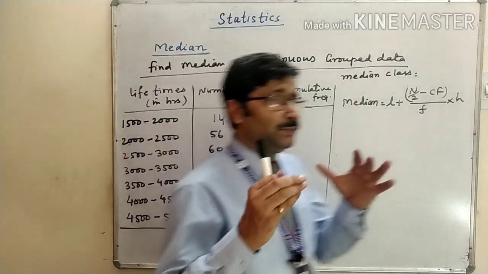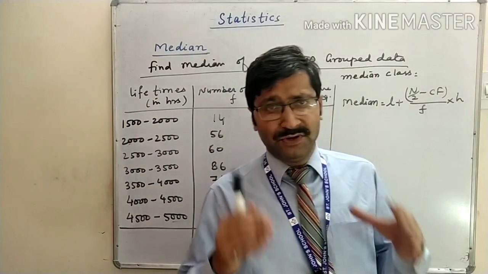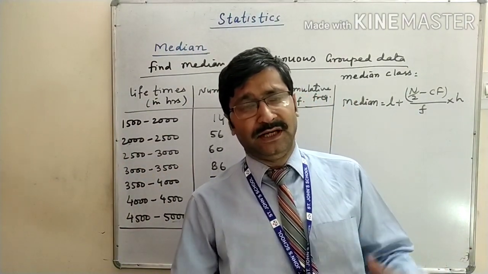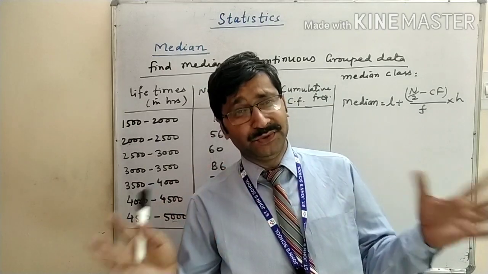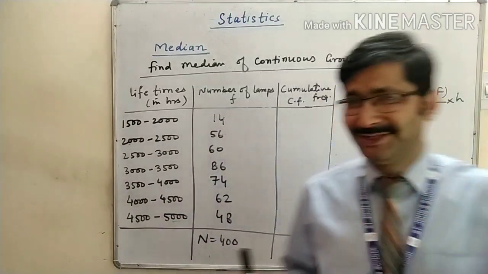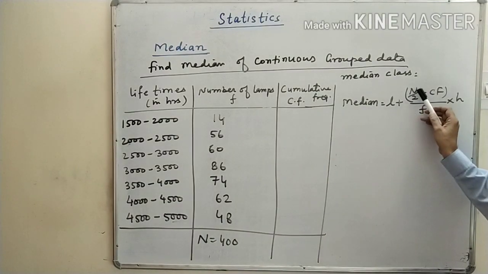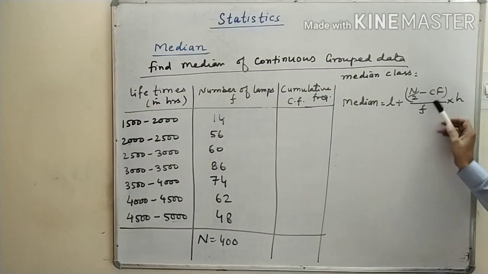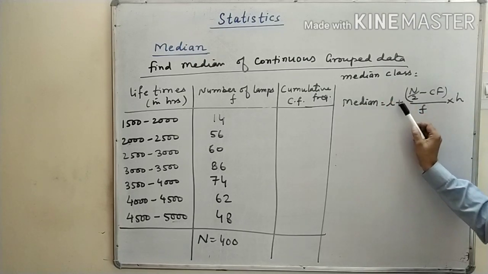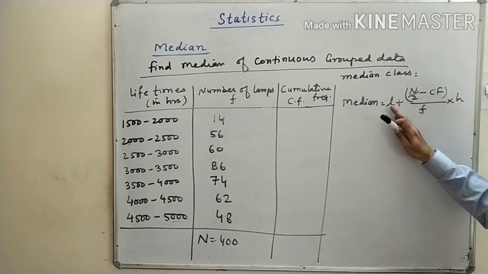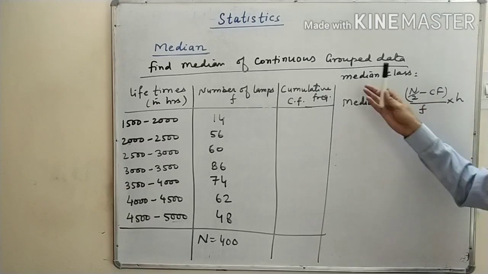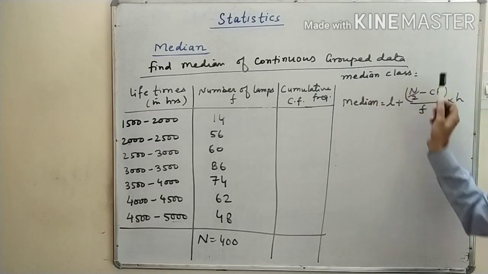Look here, for this type of grouped data, you have to find the median, and for the median we have a very good formula. That formula you have to learn. Median equals L plus (n by 2 minus CF) upon f into h. This L is the lower limit of the median class.